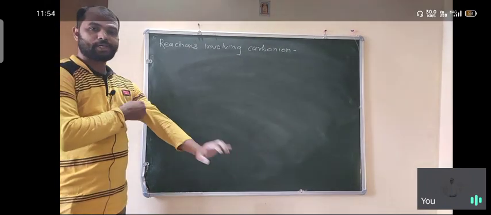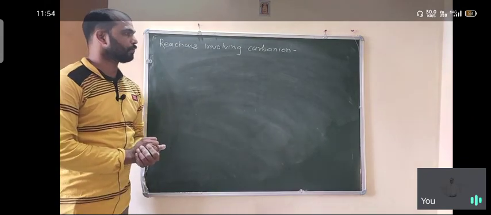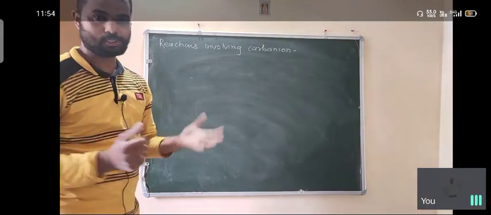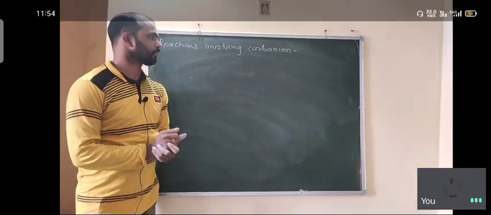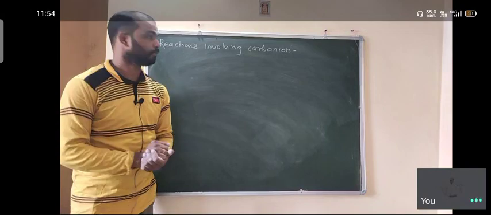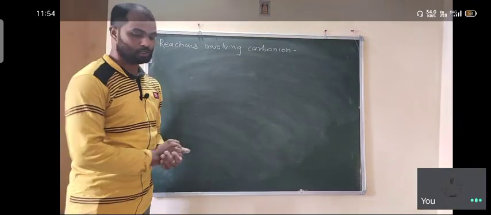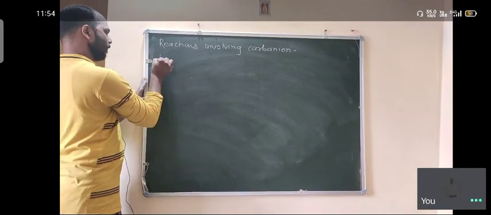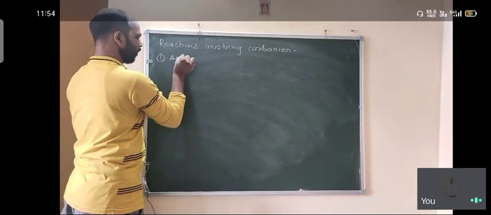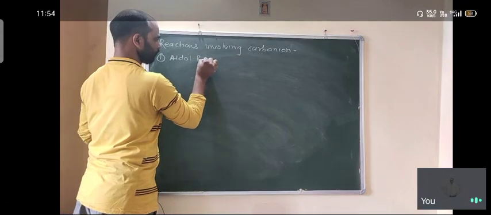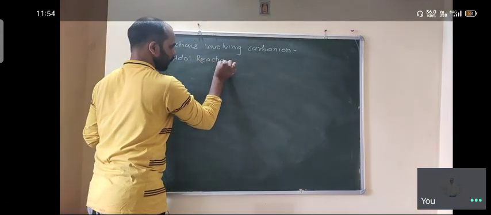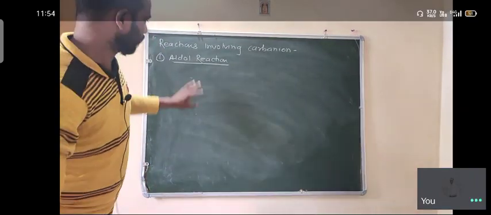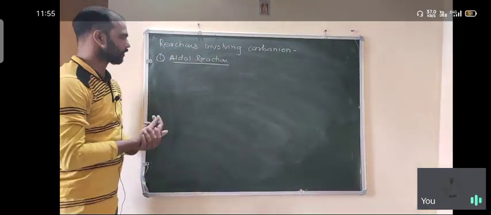So we move to the next point, reactions involving the carbanion as an intermediate. We're going to discuss some named reactions in which the carbanion forms as an intermediate. The first reaction is the aldol reaction, or the aldol condensation reaction.